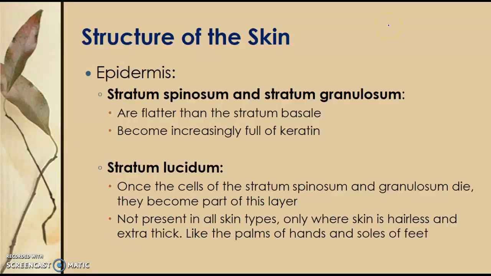Then we have the spinosum and granulosum above the basale. All we start to see is the cells begin to basically die and become full of keratin. They're really producing lots and lots of keratin and starting to actually die off. Once they get into the lucidum, they are going to be dead, and the lucidum is only found in certain areas of the skin. If you look at the palms of your hands right now and the soles of your feet, this is extra thick skin. This is where we find the stratum lucidum.